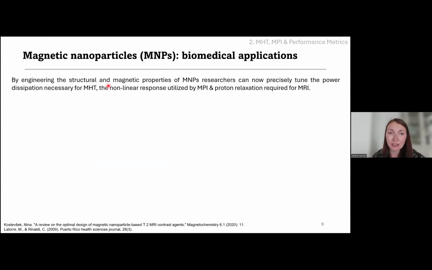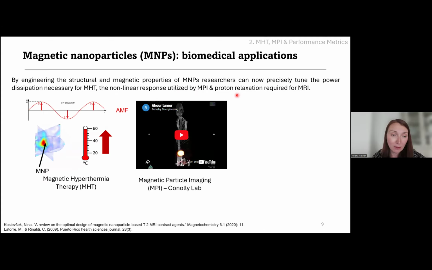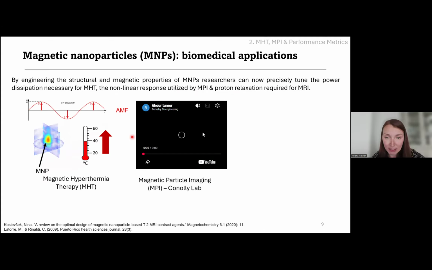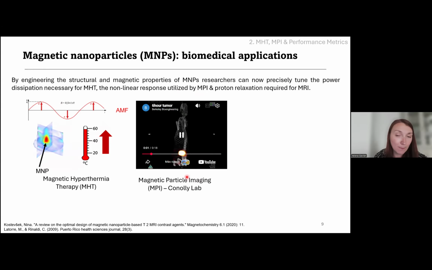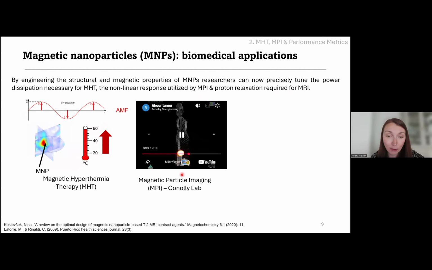By engineering the structure and magnetic properties of magnetic nanoparticles, we can precisely tune different aspects of them, like the power dissipation necessary for magnetic hyperthermia, the nonlinear response utilized by MPI, or the proton relaxation required for MRI. Okay, so this is magnetic hyperthermia. This is MPI. This is a magnetic particle imaging scan of a mouse from the foundational research conducted at the Connolly Lab at UC Berkeley.